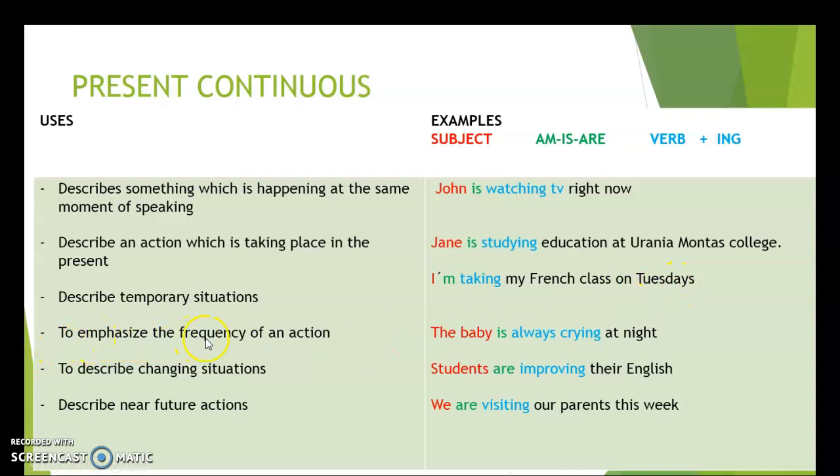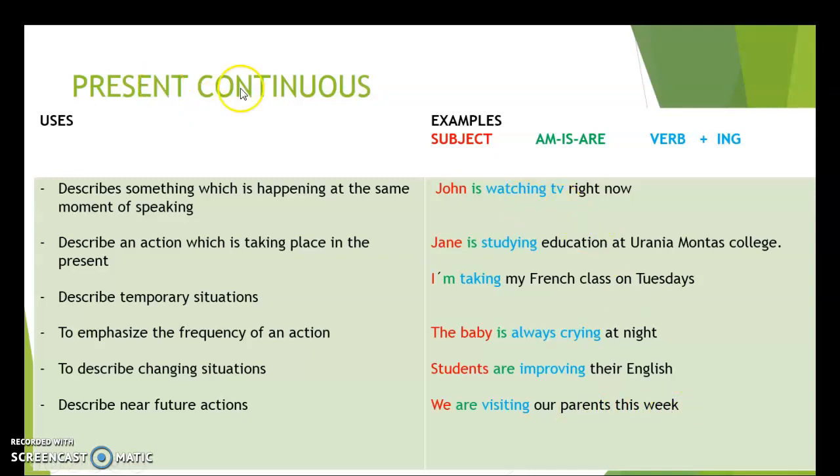To emphasize the frequency of an action. The baby is always crying at night. To describe changing situations. Students are improving their English. And describe new future actions. We are visiting our parents this week.